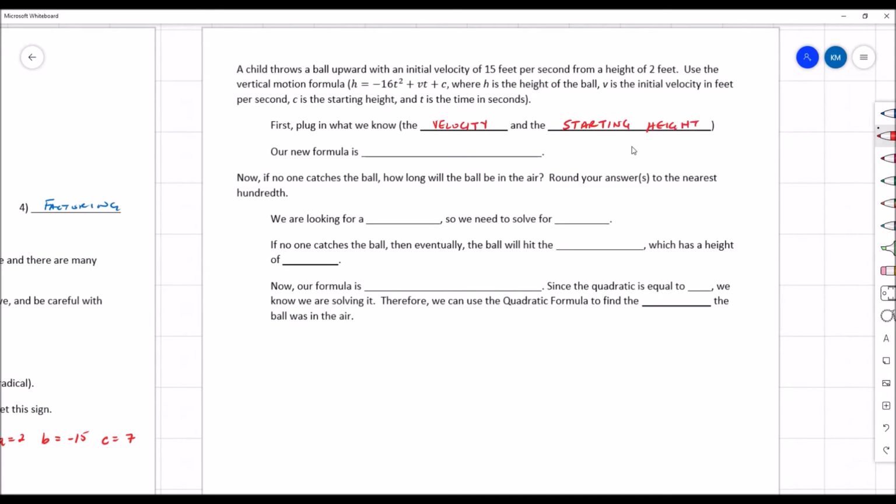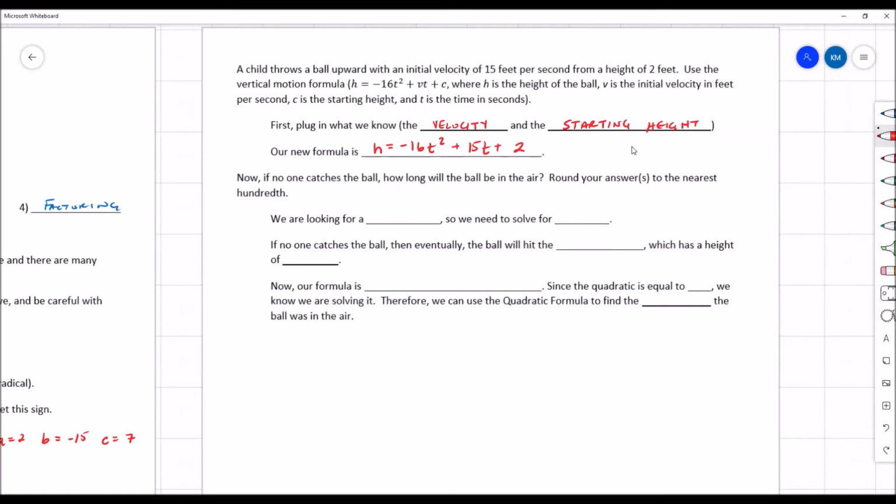So we know the velocity, we know the starting height. Our new formula should be h equals negative 16t squared, because we don't know t, plus our velocity was 15 feet per second, so 15t, plus c stands for our starting height, and that was 2. So we have a formula where the unknowns are the height and the time. Those are our variables.